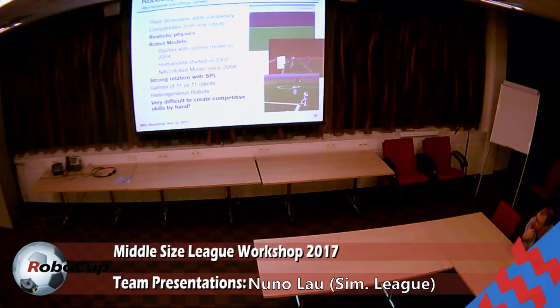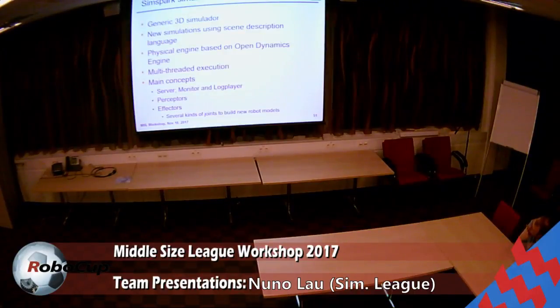And so it was envisaged by the Simulation 3D community to have a simulator that would work in 3D, based on physics, real physics or simulated physics quite similar to real physics, that would allow us to go closer to real robots. It started in 2004, then moved to humanoid models in 2007, and now in 2008 it has a strong relation with the SPL and works with games of 11 against 11. It is quite difficult to create skills by hand.